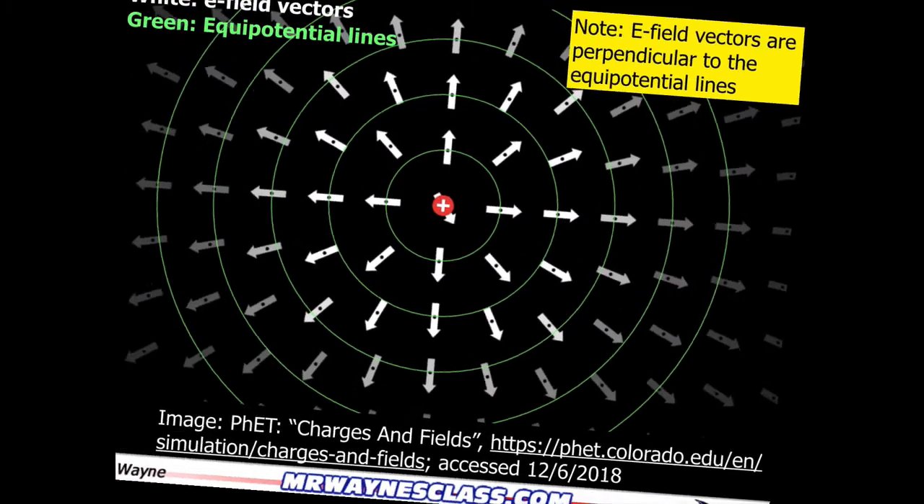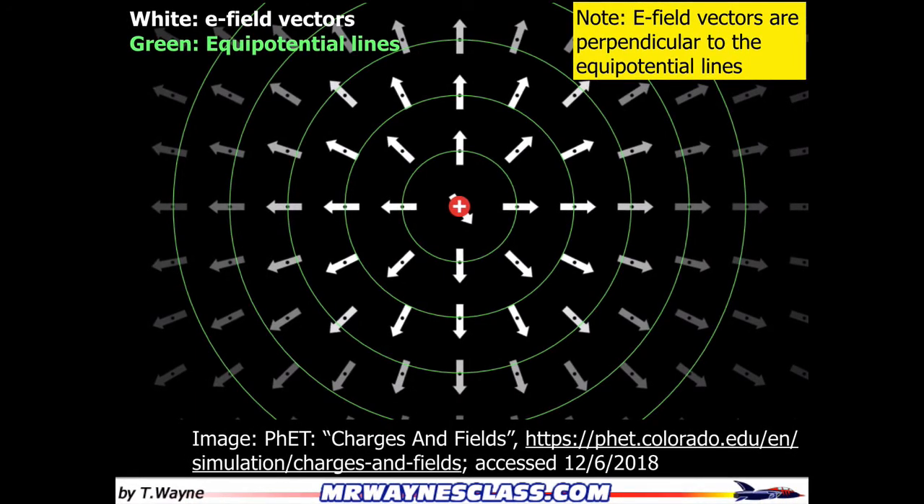Okay, let's take a little note about the electric potential lines. My white vectors are the E fields. My green lines are equipotential lines. Notice something about the white vectors. They're all perpendicular to the green lines. So the E field vectors are always going to be perpendicular to our equipotential lines.